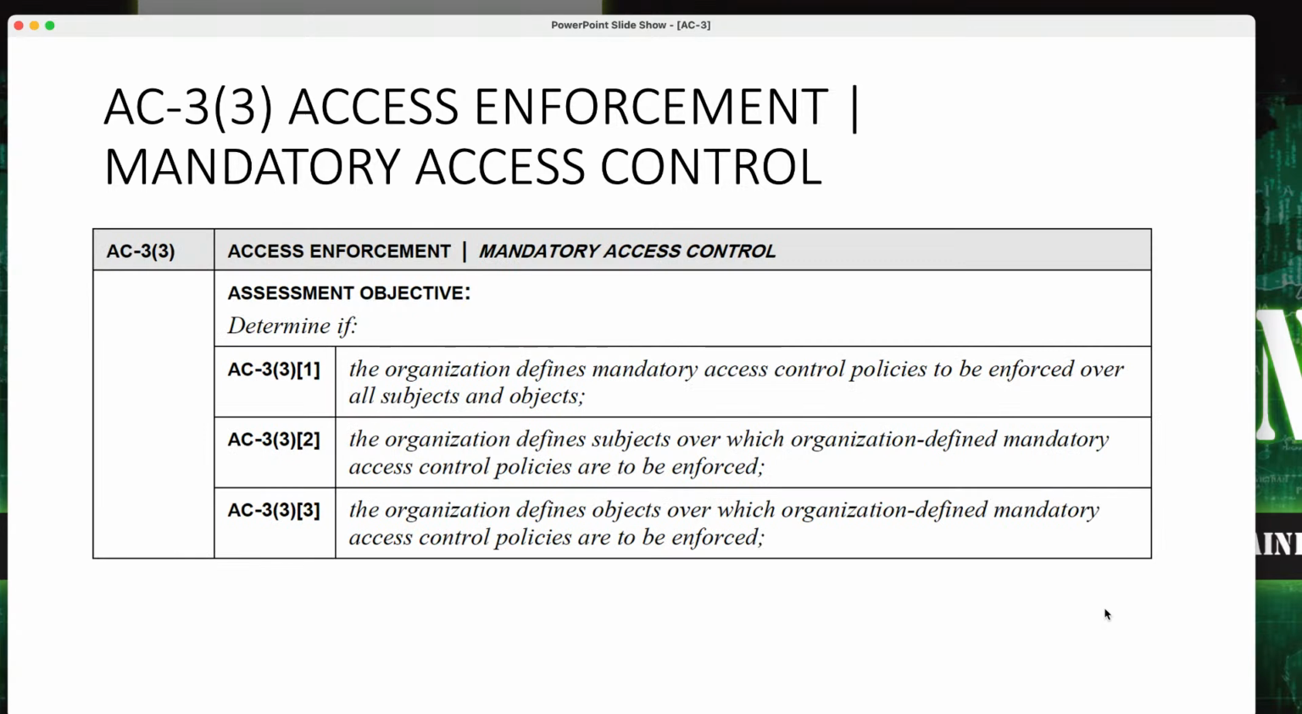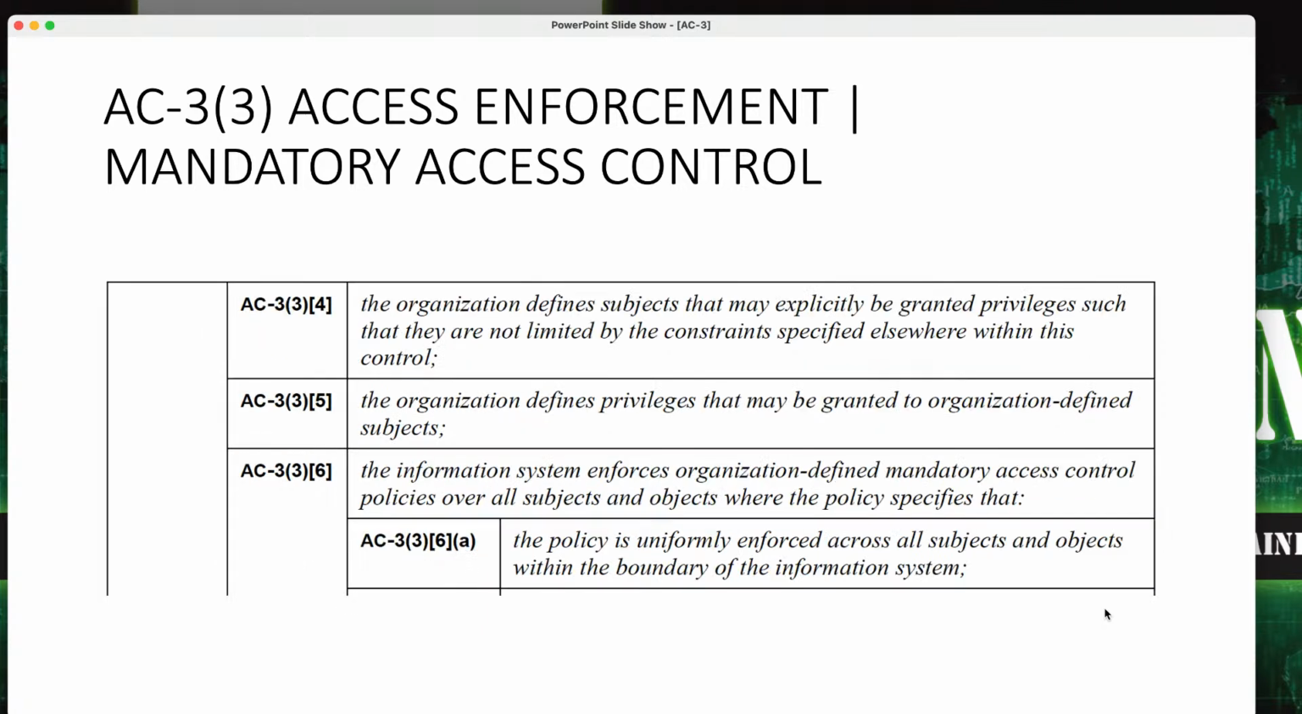And again, you see, determine if the organization defines mandatory access control policies that must be enforced over subjects and objects. Then make sure that the organization defines those subjects and objects in an organizationally defined mandatory access control policy and how they're to be enforced. Determine if the organization defines objects over which the organizationally defined mandatory access control policies are to be enforced. Where are we doing this? And then let's see if they do it. Make sure that the organization defines subjects that may be explicitly granted privilege such that they're not limited. That's our root level disaster recovery account.